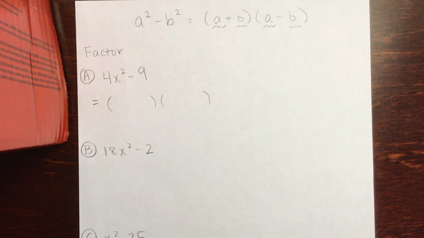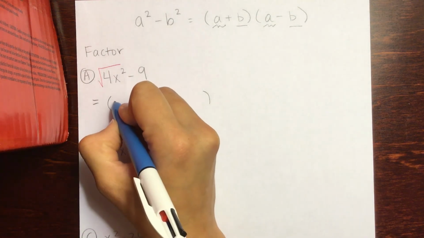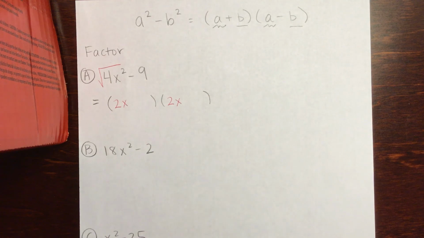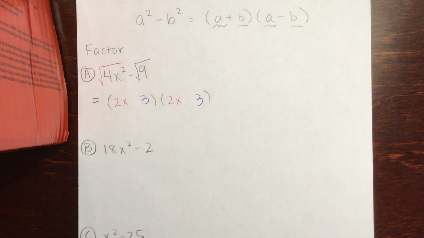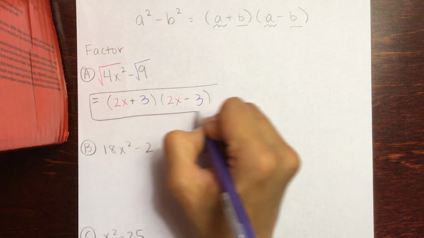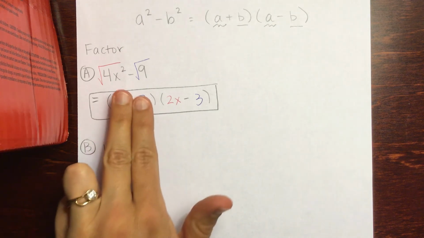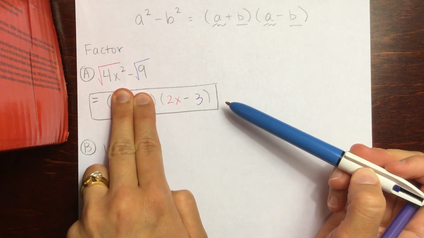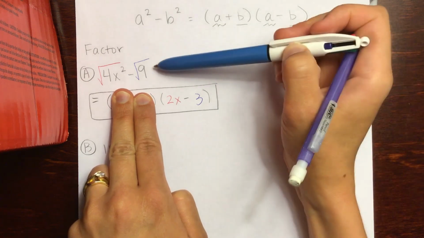I'm going to have two pieces, two factors here. The square root of 4 is 2. The square root of x squared is x. The square root of 9 is 3. And the pattern is to have one plus and one minus. Most common thing I see here is people forgetting this is a factor and they just write that. But remember, factoring and multiplying are opposite actions. So if this is my answer, what am I going to multiply by to get back the original equation?